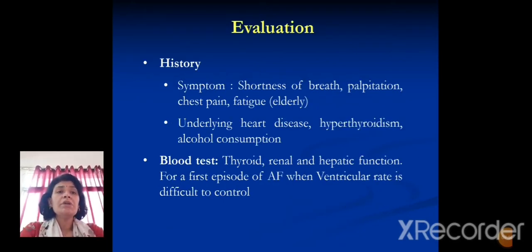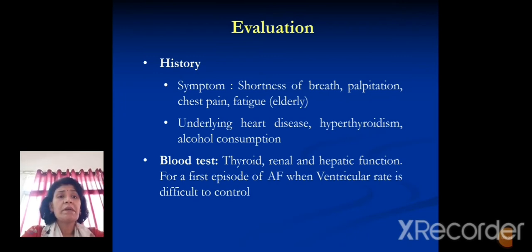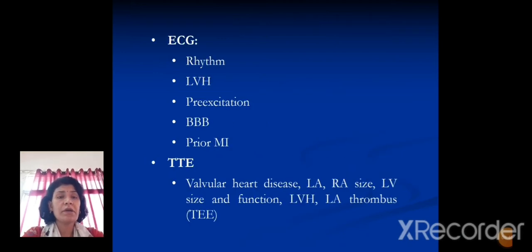Now coming to evaluation of a patient with atrial fibrillation. On history, we will get symptoms like shortness of breath, palpitation, the patient can complain of chest pain, anginal pain, and in the elderly, very commonly, they have complaints of fatigue. We can find symptoms related to underlying heart disease, features of hyperthyroidism, and history of alcohol consumption. For patients presenting for the first time and where the ventricular rate is difficult to control, we send blood tests for thyroid, renal, and hepatic function.